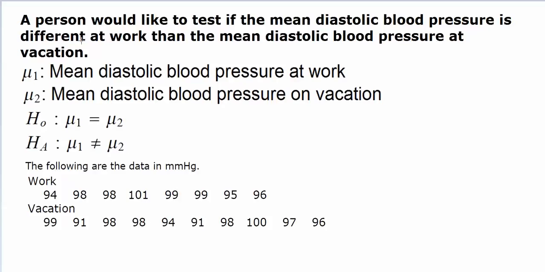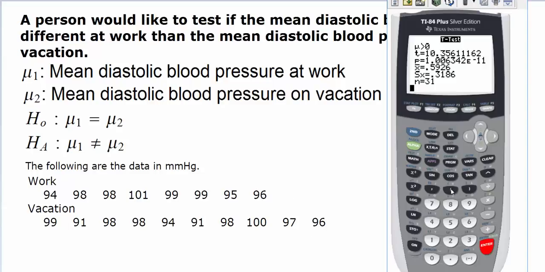So we are testing the null of equal to versus the alternative not equal to, and say they got this data for the blood pressure reading at work versus vacation. Now we are not given the summary statistics here, so I want to show you that we can handle it by using our graphing calculator. So what we can do is say L1 is the column of work and L2 is the column for vacation.